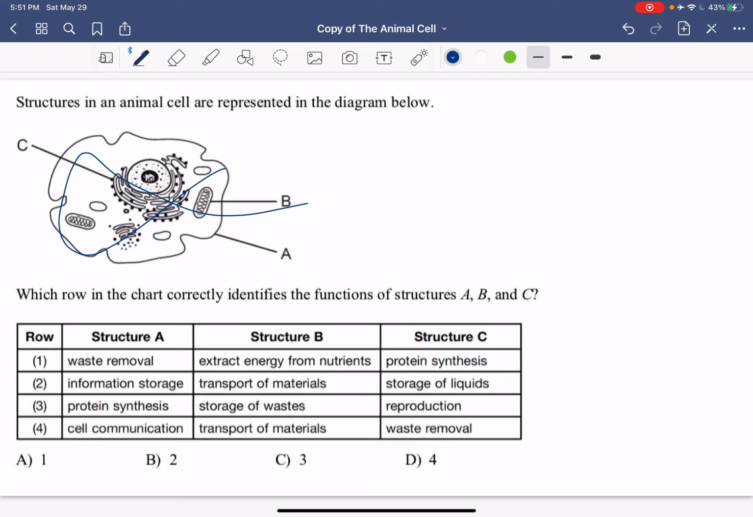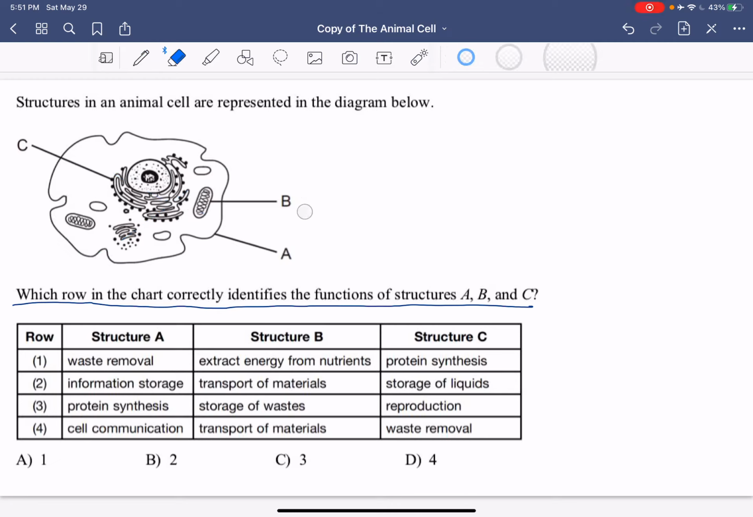Check this out. Which row in the chart correctly identifies the functions of structures A, B, and C? Okay, no problem. We might actually forget it. My bad. We need the picture. I was confusing it with something else. Okay. So they're calling structure A. This is structure A. Structure A is a cell membrane.